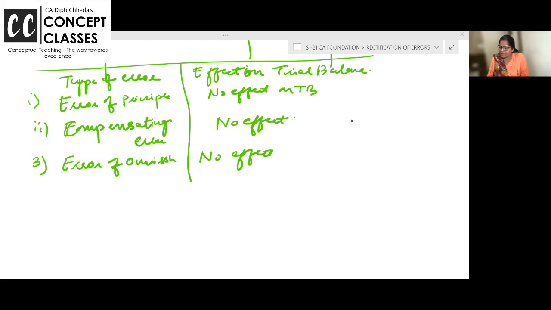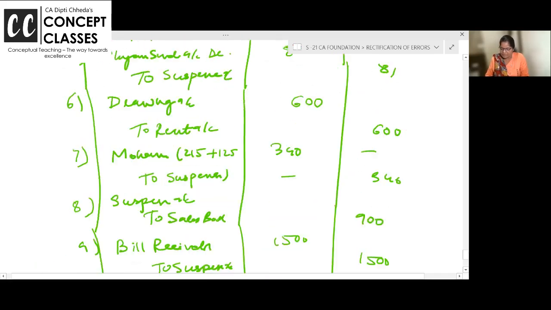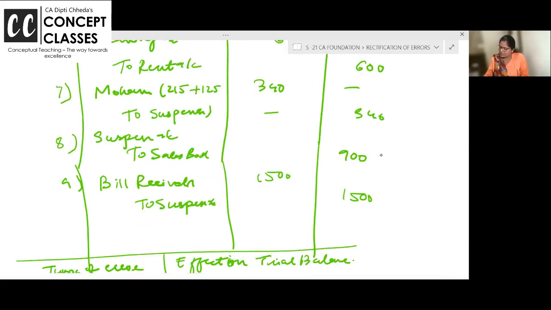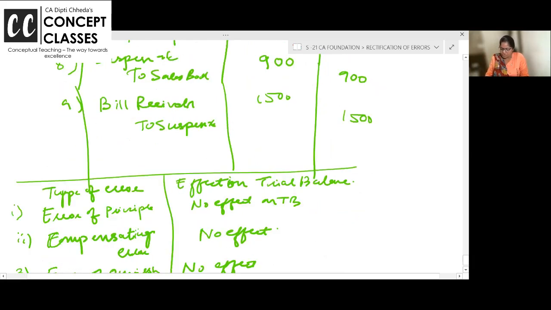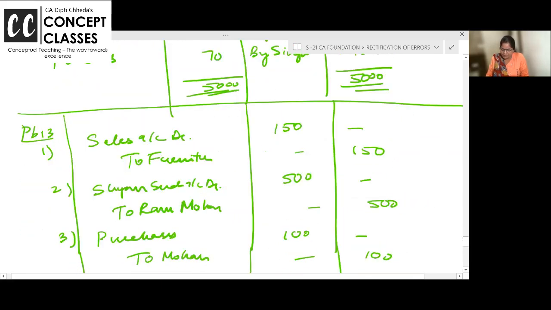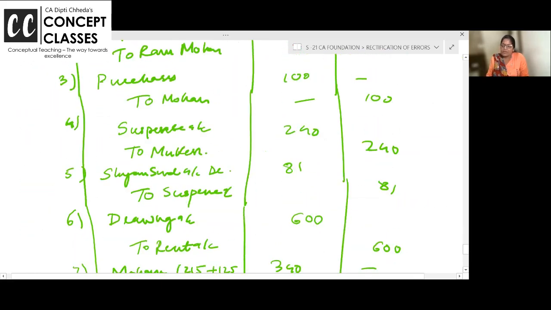Okay, eighth entry. What happened? One second. Yeah, I missed writing it. In the eighth entry, the suspense account will be debited with 900. I missed writing it. Okay, so we were here. Complete omission, third entry.